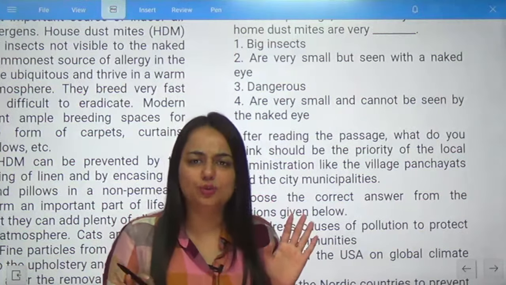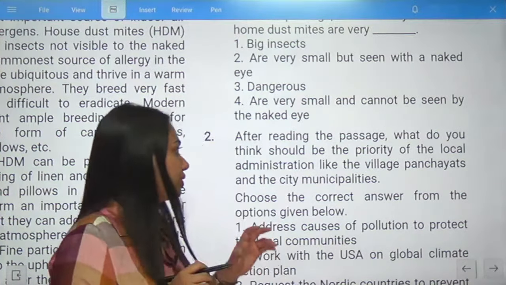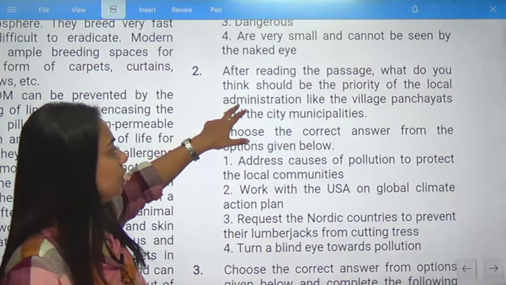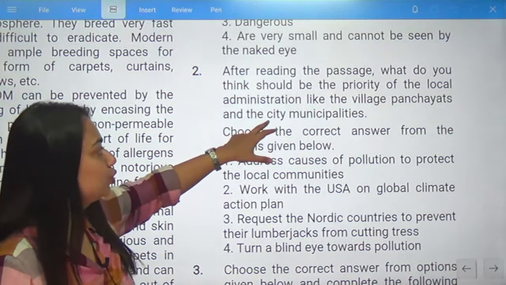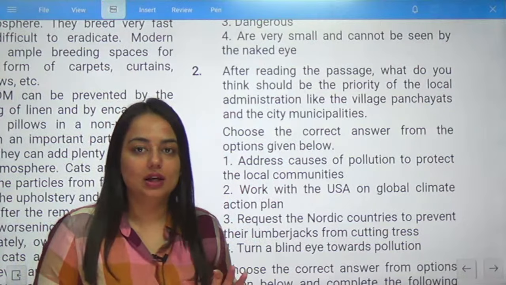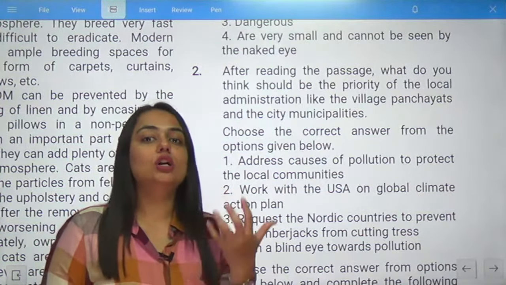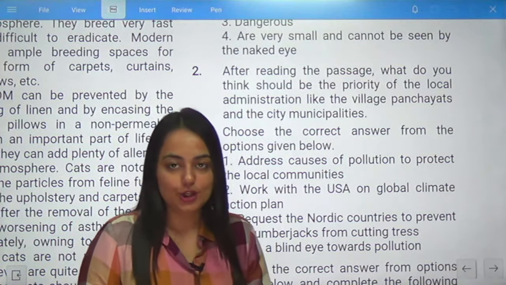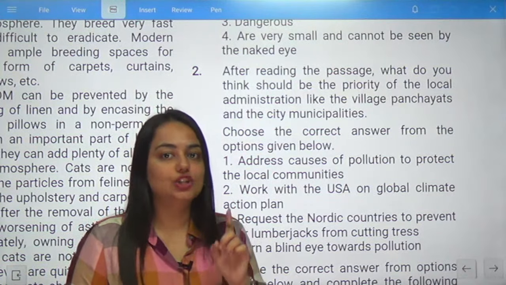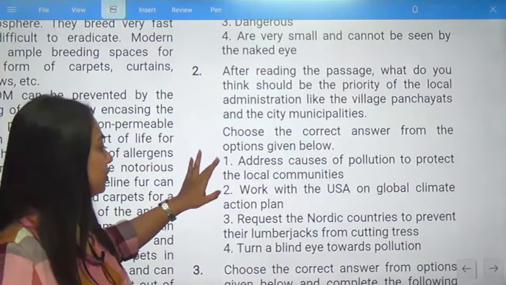The questions are not going to be that difficult. You just have to be very attentive while attempting these questions. After reading the passage, what do you think should be the priority of the local administration like the village panchayats and the city municipalities? अब ये question मैं कहूँगी is a good level question. It is based on your critical understanding of the passage. This is not a direct question from the passage. If you have read the passage carefully, you would be able to answer it. Let's see what answer you are going to drop in for this one.